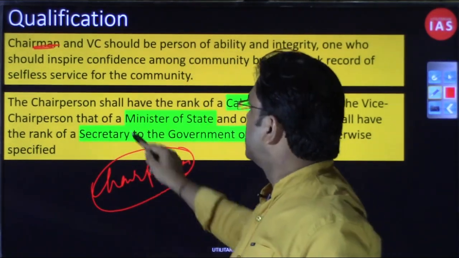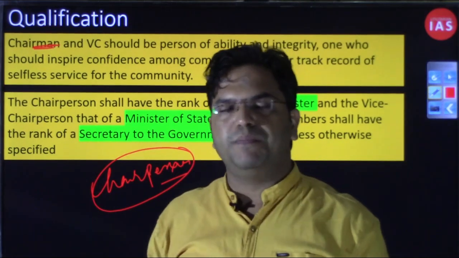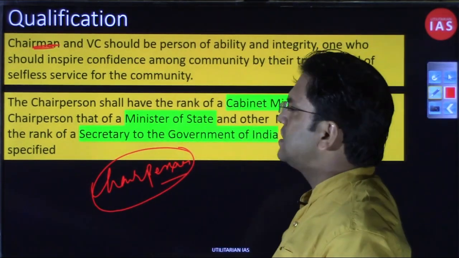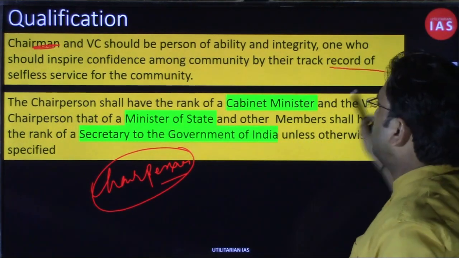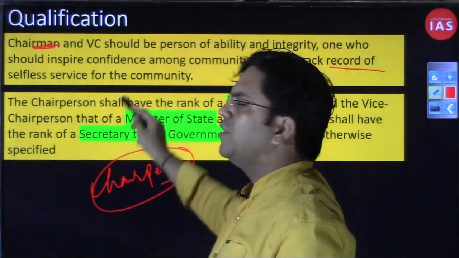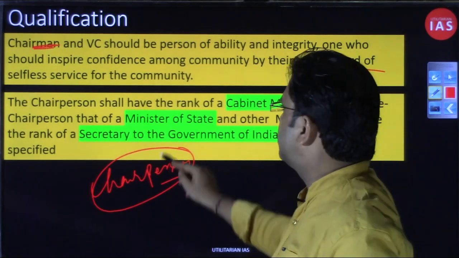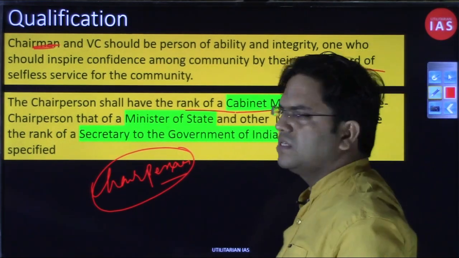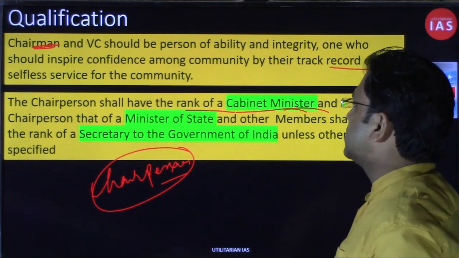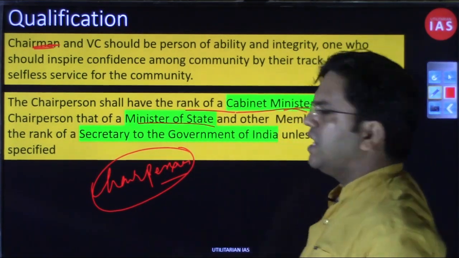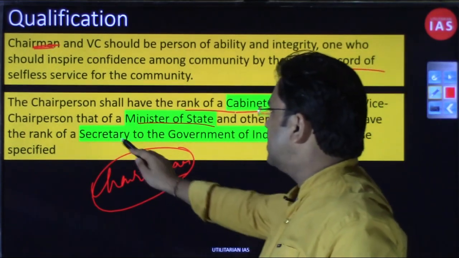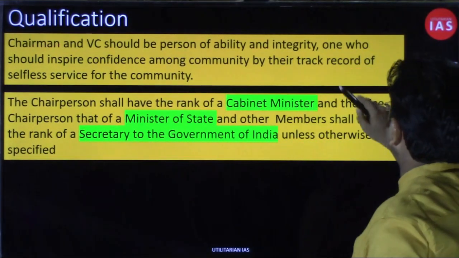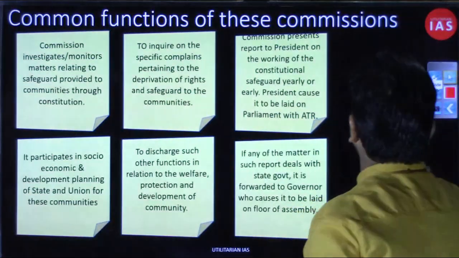So the chairperson and vice chairperson should be persons of ability, integrity, who inspire confidence among the community by their track record of selfless service for the community in the last 10 or 15 years. The chairperson shall have the rank of cabinet minister, and the vice chairperson will have the rank of minister of state, and the members will have the rank of secretary to the government of India. So that was about qualification.